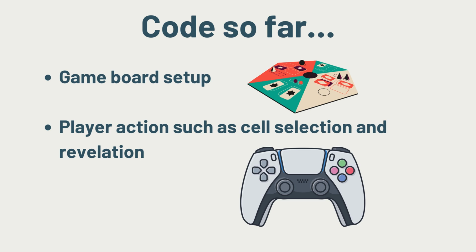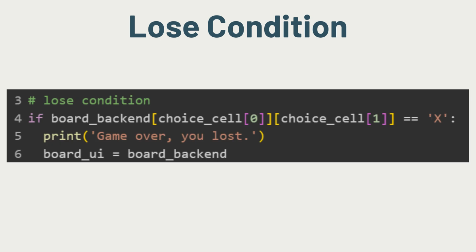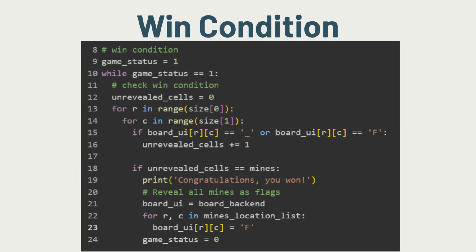Next, we will code the lose and win condition of the game. Let's start with the lose condition. This should be fairly straightforward. Basically, it is just an if statement, where if the cell you selected is a mine on the back end, there is a print of you lose and the front end board changes to the back end board. Once that's done, we can move on to the win condition of the game.